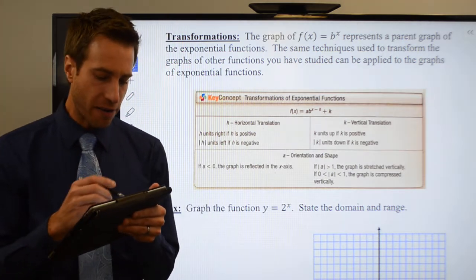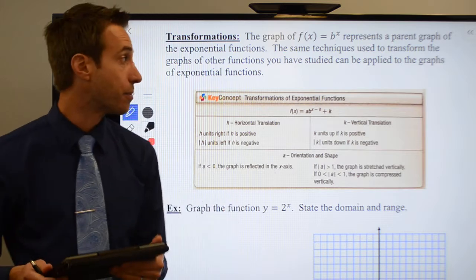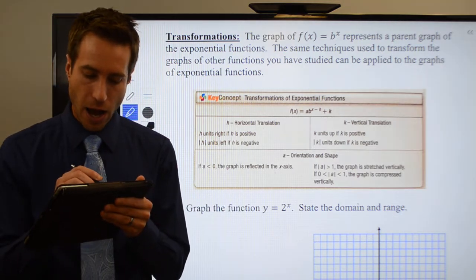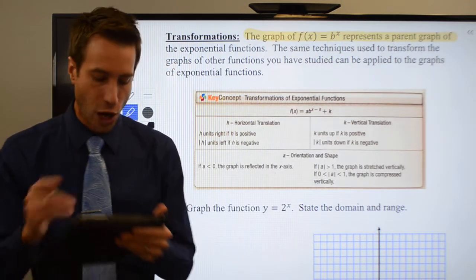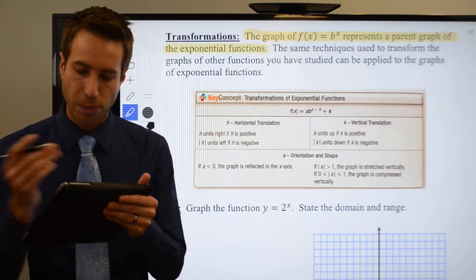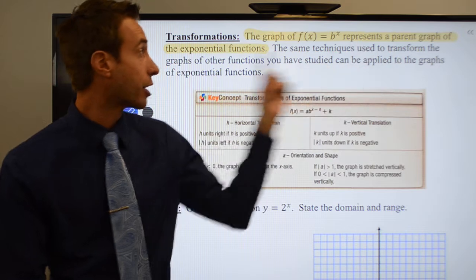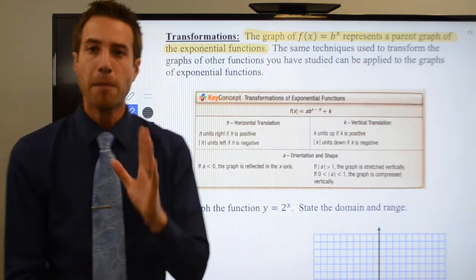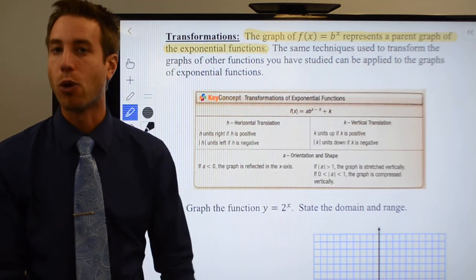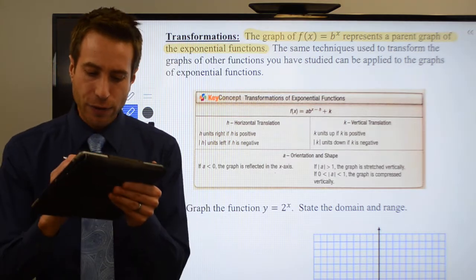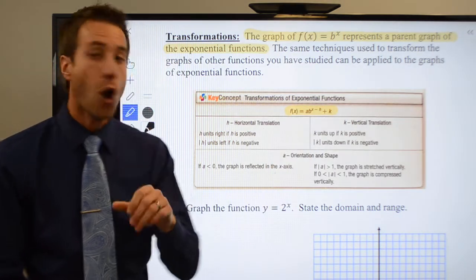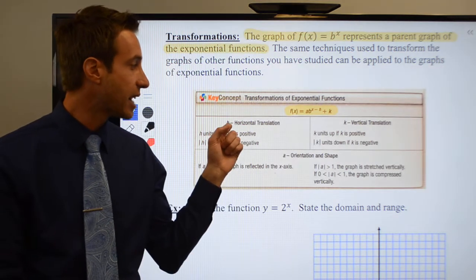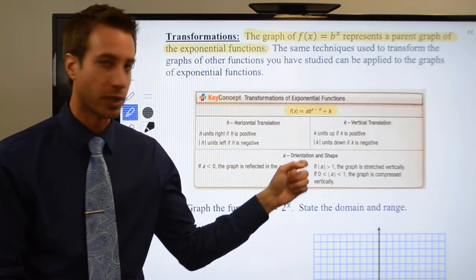Real quick, the parent function, which is a term you guys are familiar with from back in chapter 2, the graph of f of x equals b to the x represents the graph of the exponential parent function, or the parent graph of the exponential function. But what we want to do is begin to talk about, okay, what are the transformations? Well, I give you the general formula right here at the top of this table, where I then go through what does h do, what does k do, and what does a do.